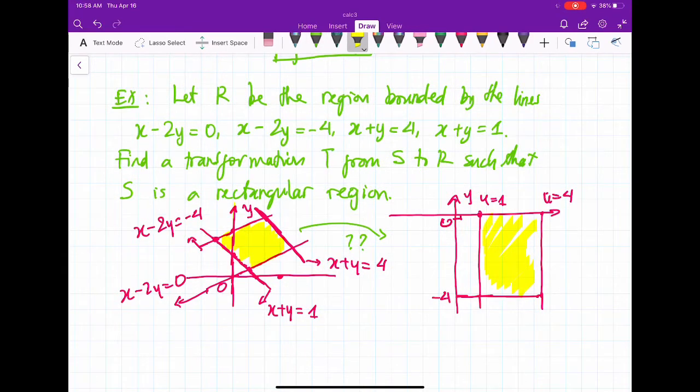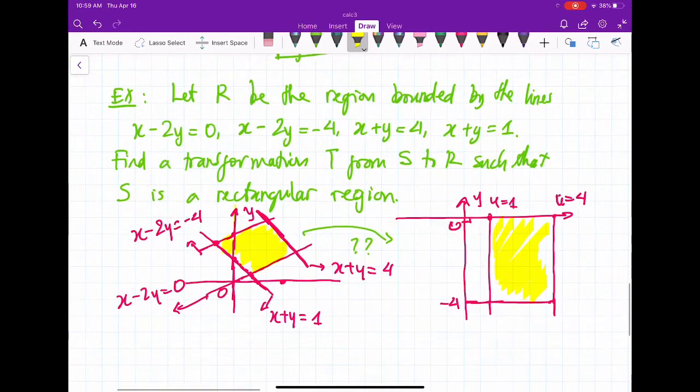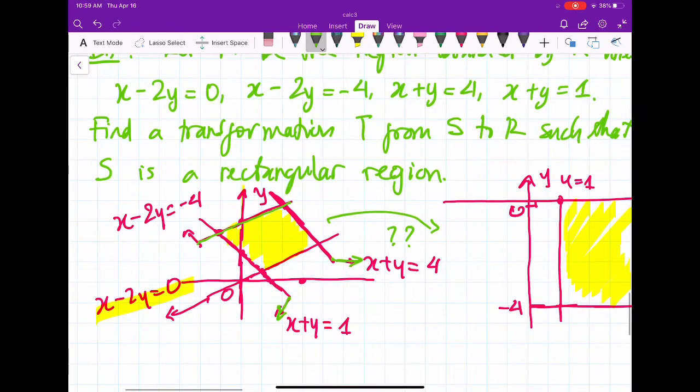Now, let's move to examples. The first example is we have some region bounded by the lines x minus 2 equal to 0 right here, x minus 2y equal to negative 4, that is right here, x plus y equal to 4, this is this straight line, and x plus y equal to 1. Okay, this region is not that beautiful.